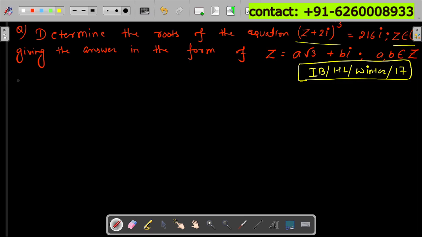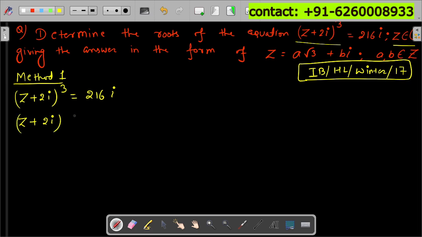This question can be solved in multiple ways. We will see three ways to solve this question. So first of all, let us discuss its first method. I'm going to discuss method 1. The given equation is (z + 2i)³ = 216i.